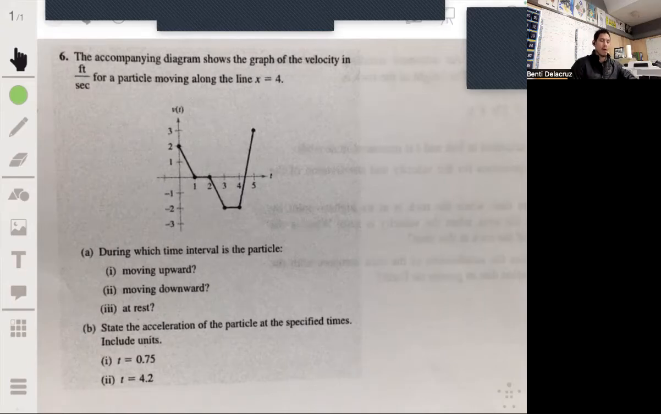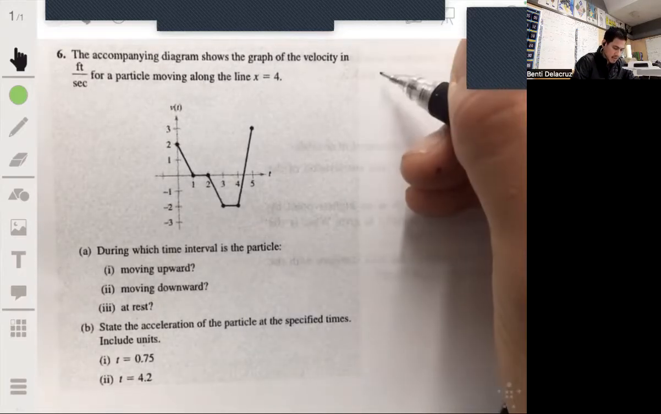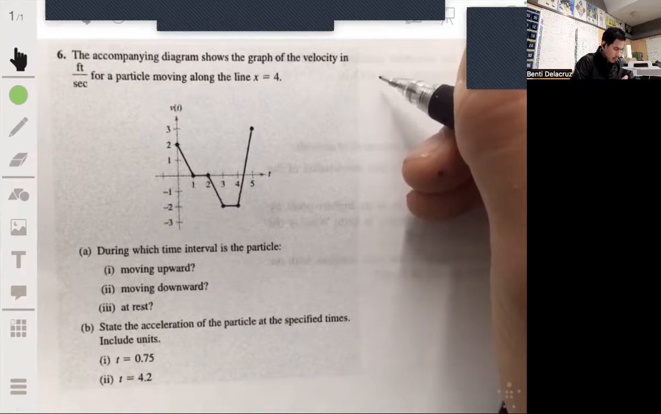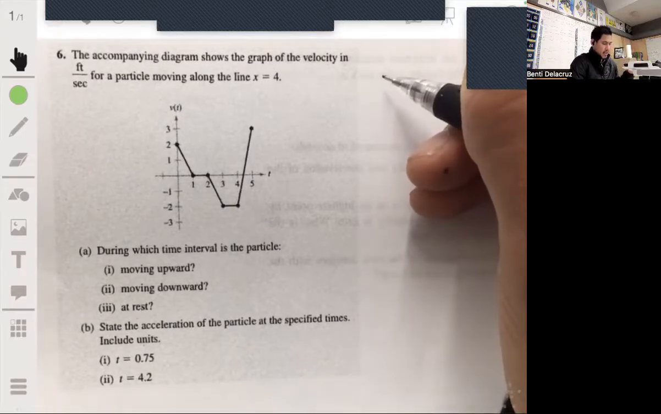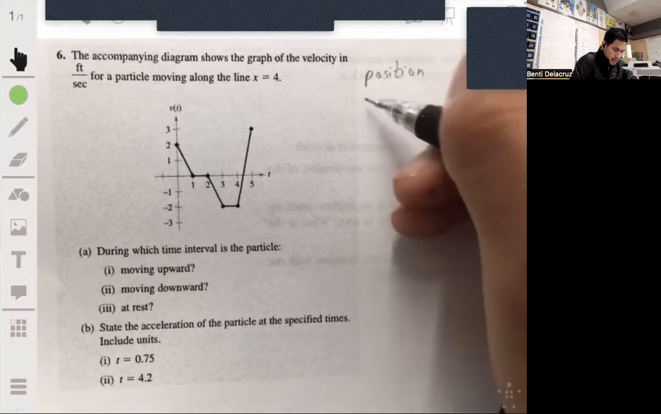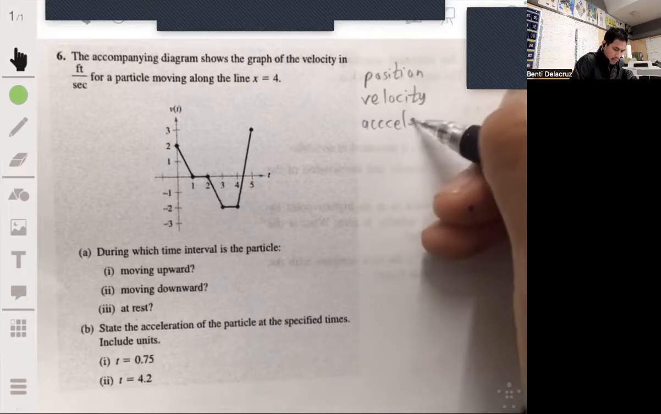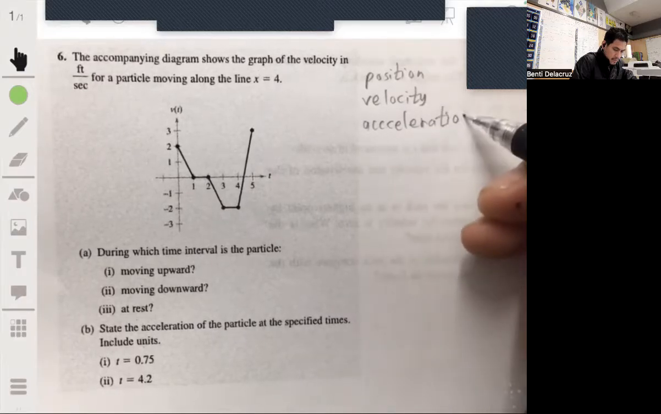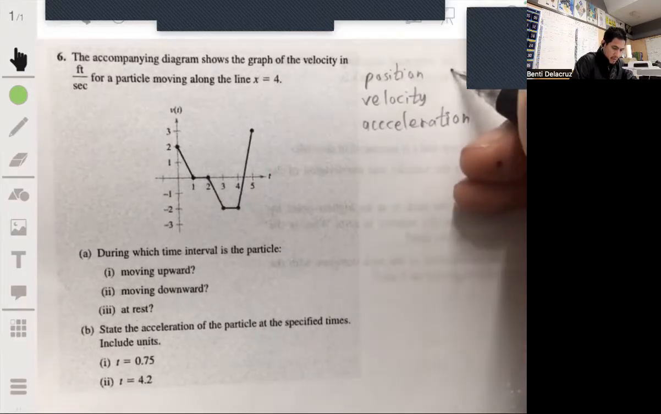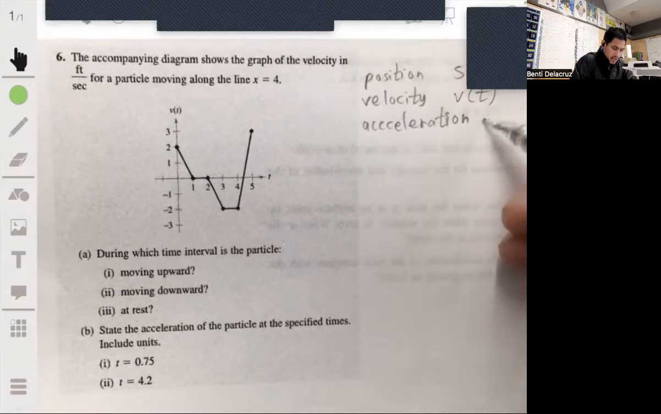Okay, so this problem is dealing with kinematics, meaning the physics of motion. So when you start these, I always recommend that you write a note somewhere that you're dealing with position, velocity, and acceleration, and keep that in the back of your head when you're working through these. And usually for position, we'll represent it with S of t. Velocity will usually be V of t, and acceleration will be A of t.